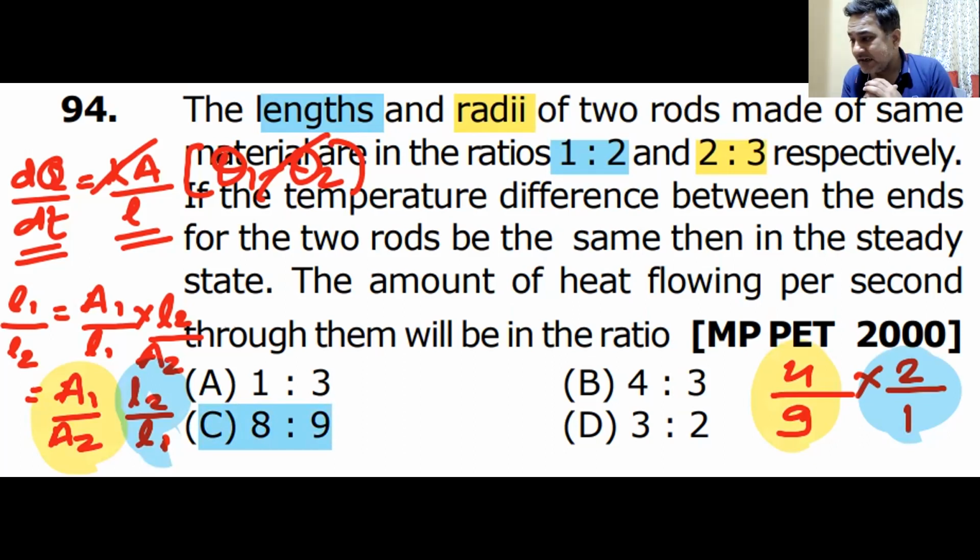Heat current dQ by dt is KA by L into theta 1 minus theta 2. Same temperature difference, so theta 1 minus theta 2 goes away. Same material, so K goes away. So my heat current becomes proportional to A by L. Heat current 1 divided by heat current 2 becomes equal to A1 by A2 into L2 by L1. A1 by A2 is 4 by 9. L2 by L1 is 2:1. I multiply it and I get my answer.